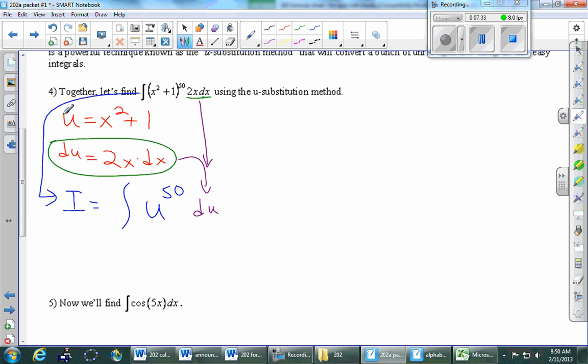And the good news is the integral of u to the 50th du is easy. It's actually one of our basic integrals. It's on the back of the calendar if you take a look at it. This is just our power rule. So what do we do with that power? Add one or subtract one? We're doing an antiderivative. We add 1 to the power, so we go u to the 50th divided by, add 1 to the power, u to the 51st divided by 51. What do you stamp at the end of every indefinite integral? Plus c.